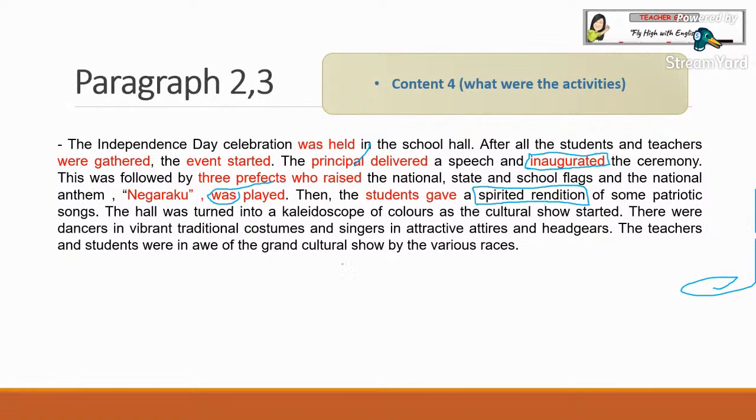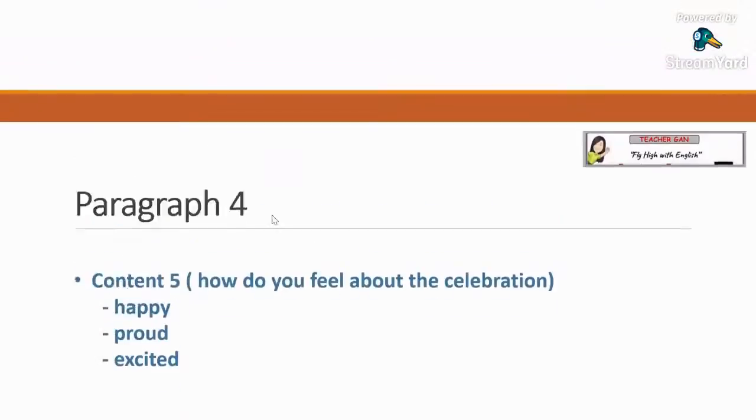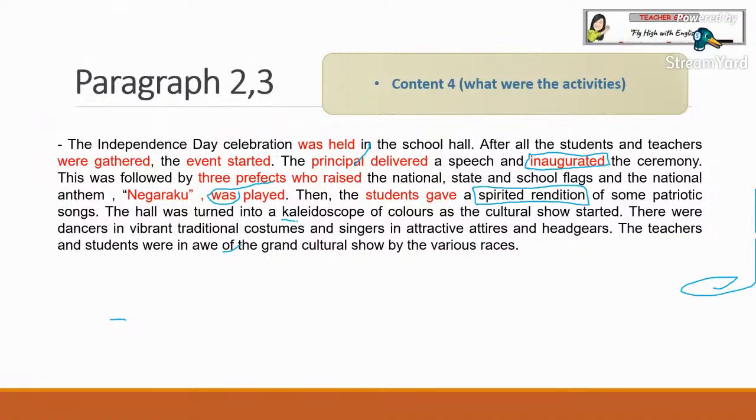The hall was turned into a kaleidoscope of colors. Okay, see the word kaleidoscope here? When I click the pen, sometimes it will go to the next slide. Okay, kaleidoscope of colors. Okay, this is good. So I repeat, there is another usage of kaleidoscope. The hall was turned into a kaleidoscope of colors as the cultural show started.